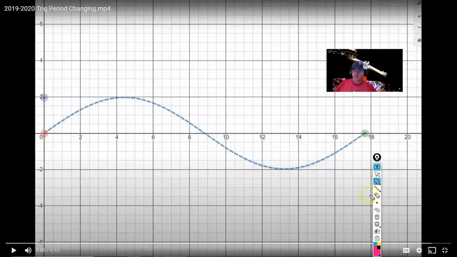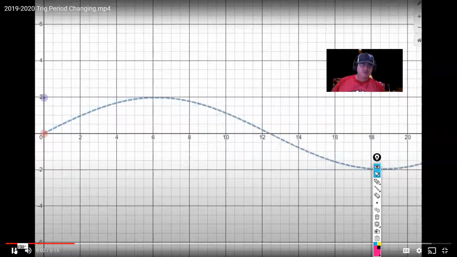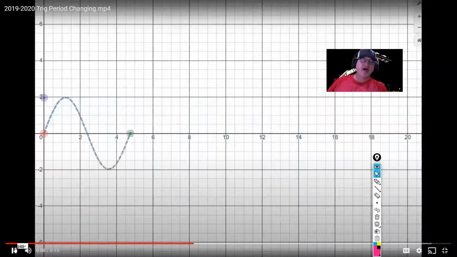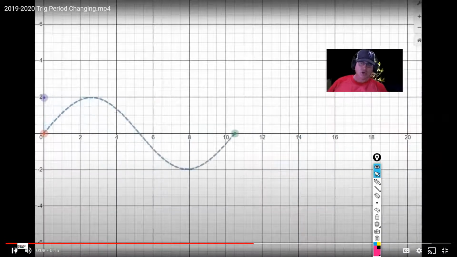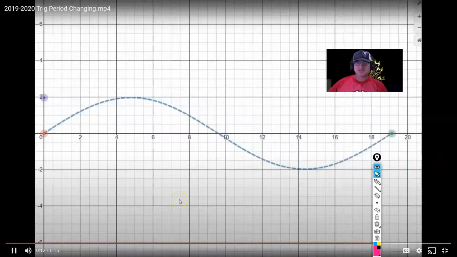When we change the period, we're changing the pitch. If we squeeze the period, the pitch is getting higher. If we stretch the period, it's getting lower. Getting higher, getting lower. And that's the period.